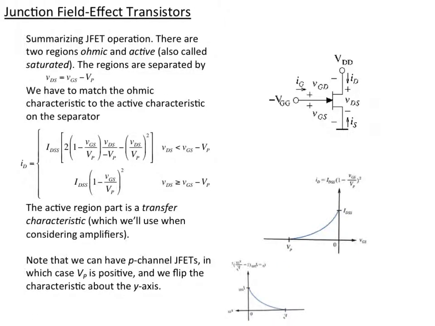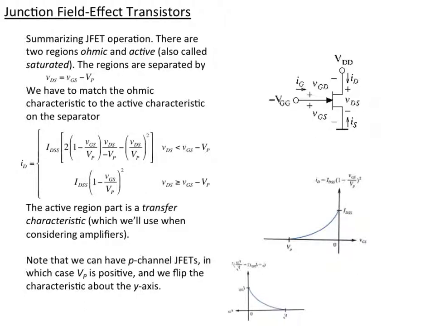Now, if we're in the active part of the curve, we can forget about the VDS part because it doesn't matter what the voltage is between the drain and the source. However, the current depends on VGS in that case, so we can concentrate on that, and we call that the transfer characteristic, which looks like this. At VGS equal to 0, we get the full current we can get out, and as we go down in voltage, we drop down with this quadratic form until we get to VP, and then we're cut off.